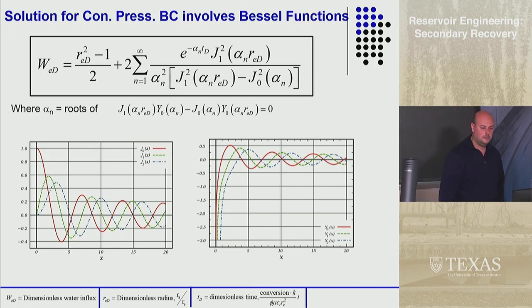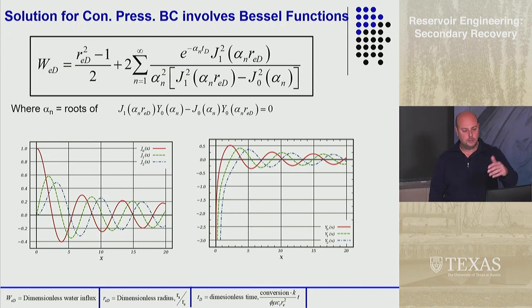If I was really mean, I might ask you to write a Python code to code this up and come up with a solution, but I'm not going to ask you to do that. There are easier ways to evaluate WE at different radii and times, and we're going to learn those in the next one. This is the exact solution, and people have coded it up, and there are programs that use it so that you don't have to code it up, but this is the solution.